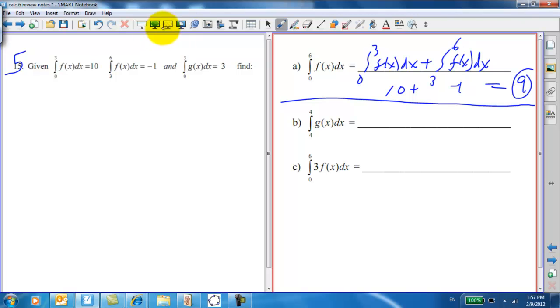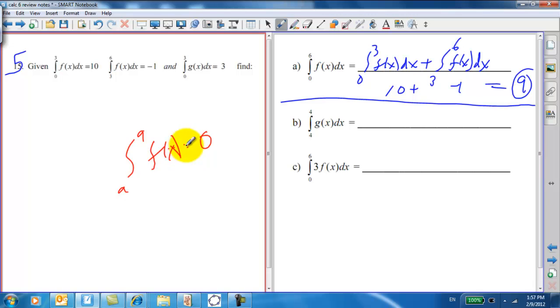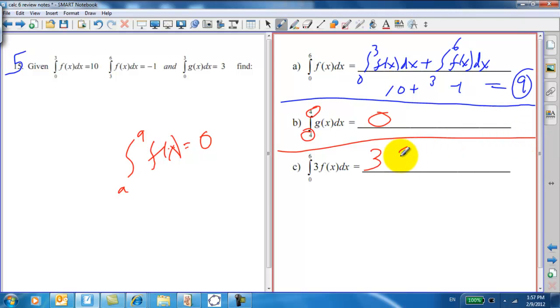Now this one, little trick question. Integral from 0 to 0, that uses this idea, the integral from a to a of f of x dx always equals 0. Because basically you've taken your vertical lines and squished them together. So it's 0 because you've got the same numbers for the limits of integration. Now the integral from 0 to 6 of 3 f of x dx, the constant multiplier can come outside. So we get 3 times the integral from 0 to 6 of f of x dx. And we can take our answer from above, 3 times 9, and we get 27.